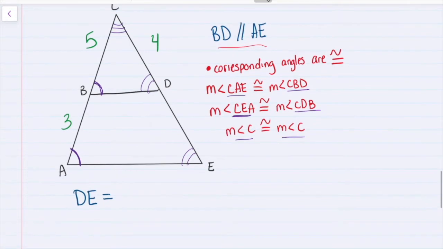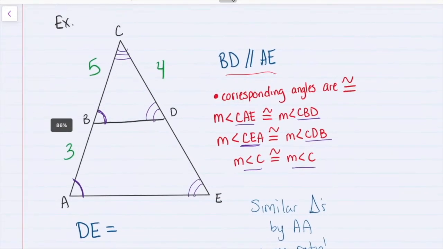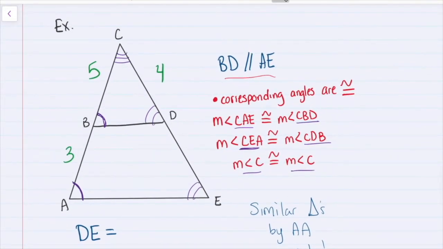So because we know that at least two angles are the same, we know these triangles are similar. They are similar triangles by the AA theorem, the angle. So because at least two are congruent, we know they're going to have the same ratio. So we want to find DE. We want to find this guy.